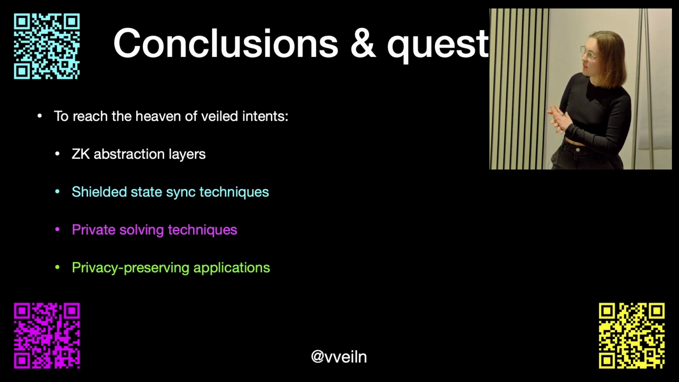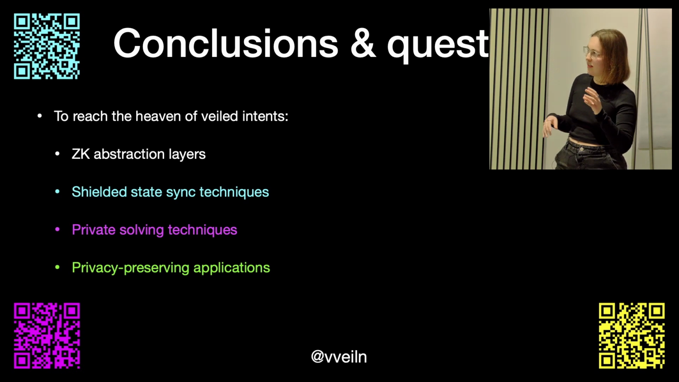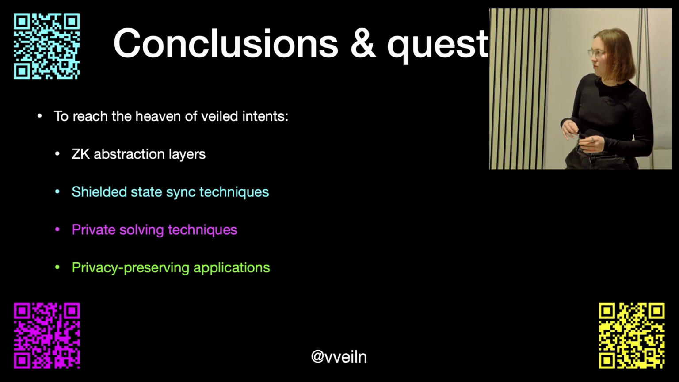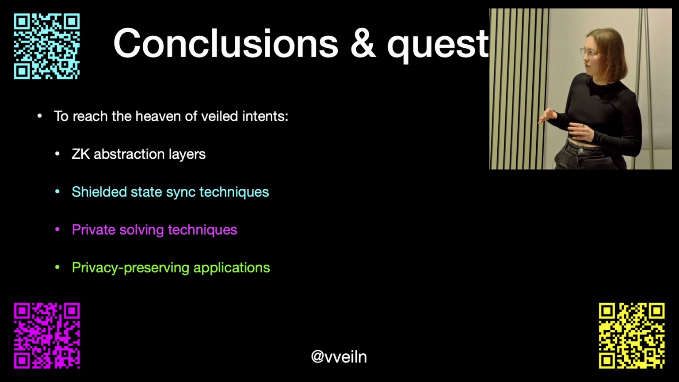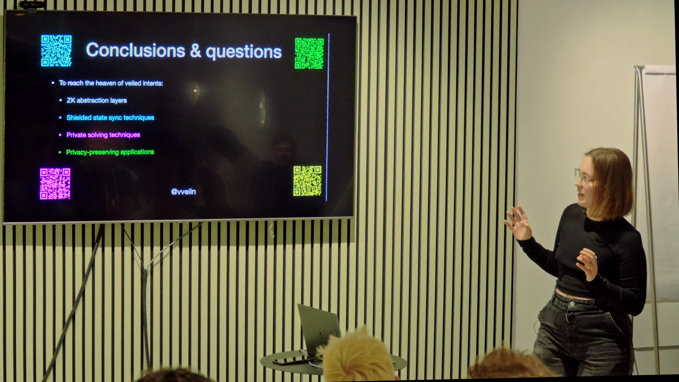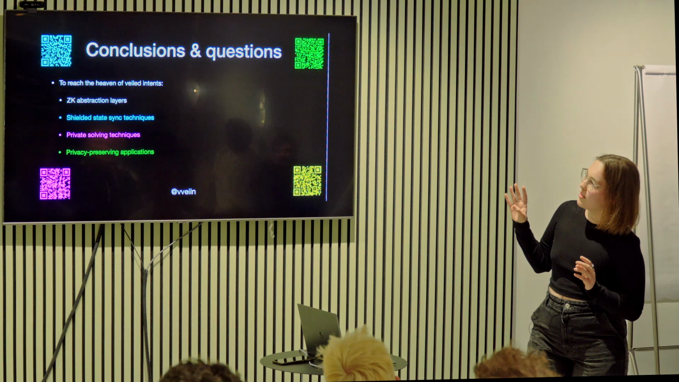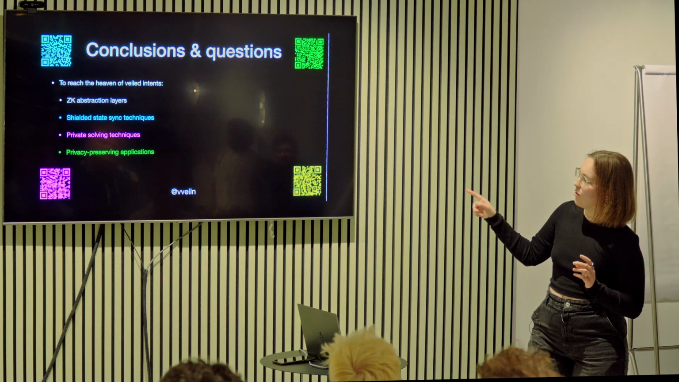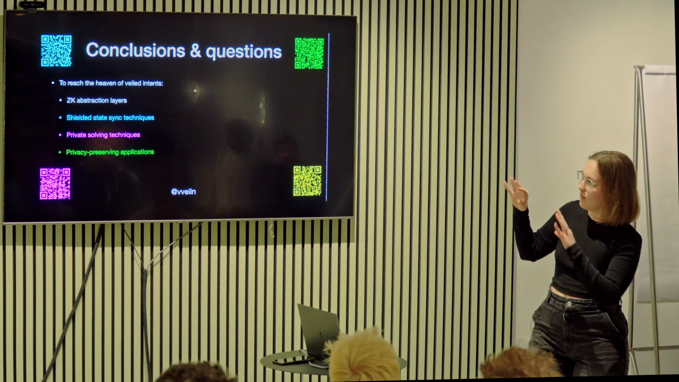To reach the heaven of veiled intents, we need to do what? We need key abstraction layers that abstract the specifics of the proving systems from the application developer. We need more shielded state sync techniques that make it more efficient. We need more private solving techniques than exist. And we would like to have more privacy-preserving applications on top of our protocol to reach the heaven of veiled intents. There are color-coded QR codes, and the yellow one leads to our research forum where you can talk to us about all of these problems.